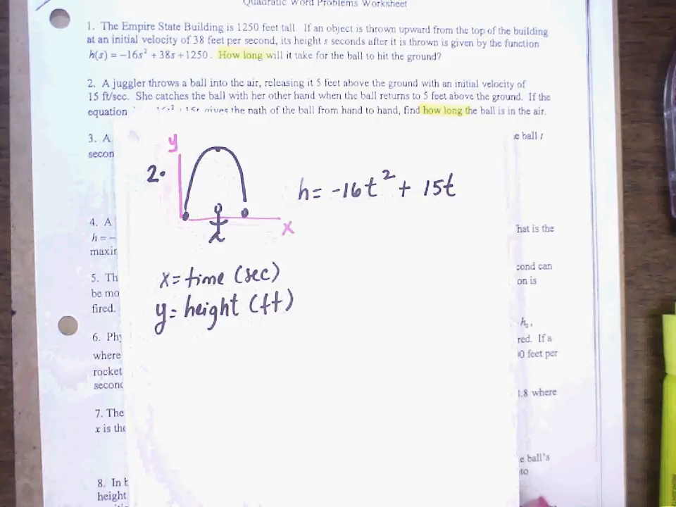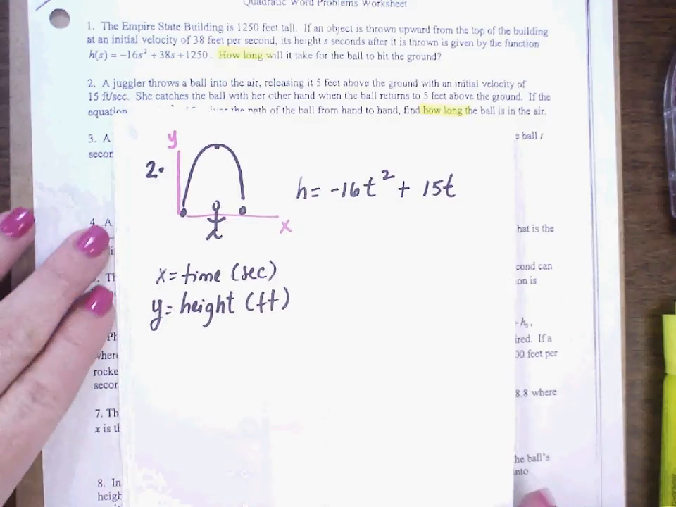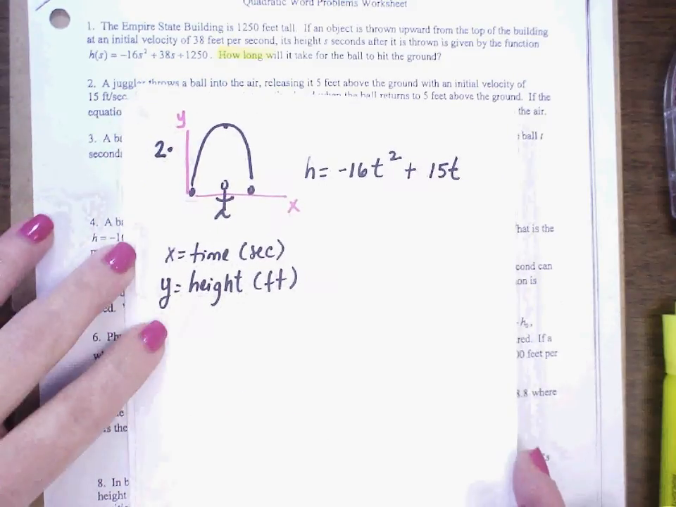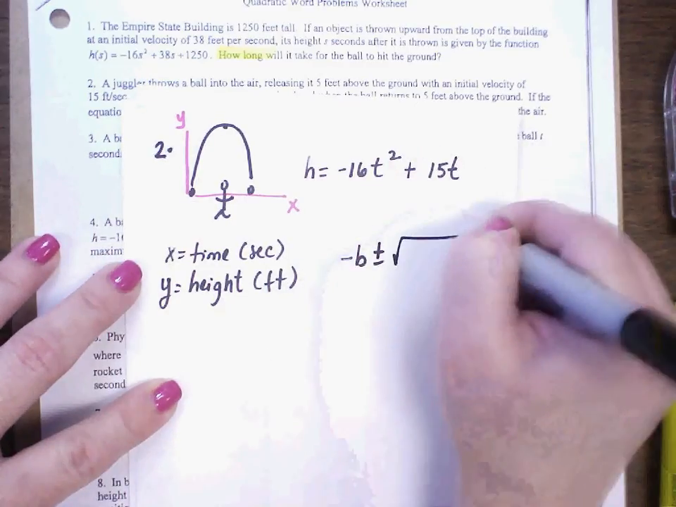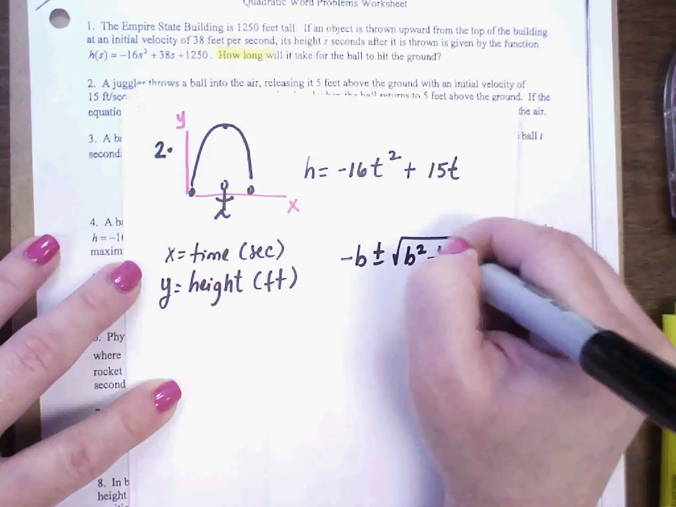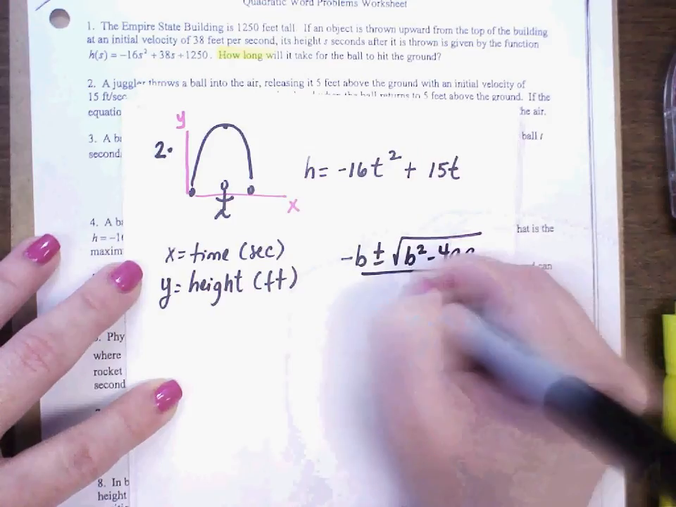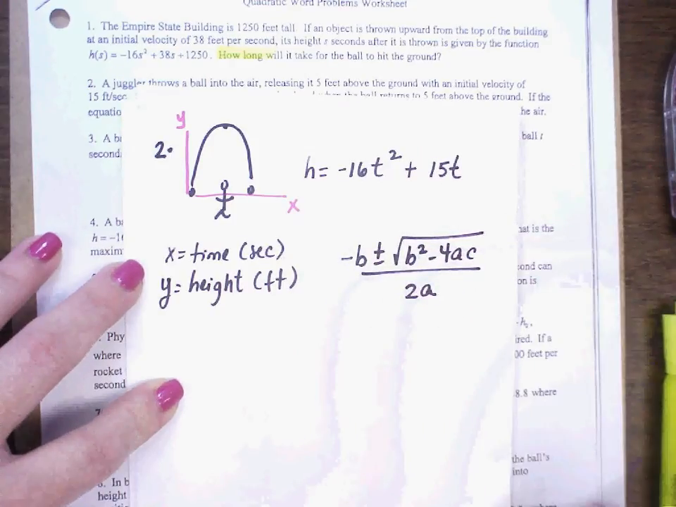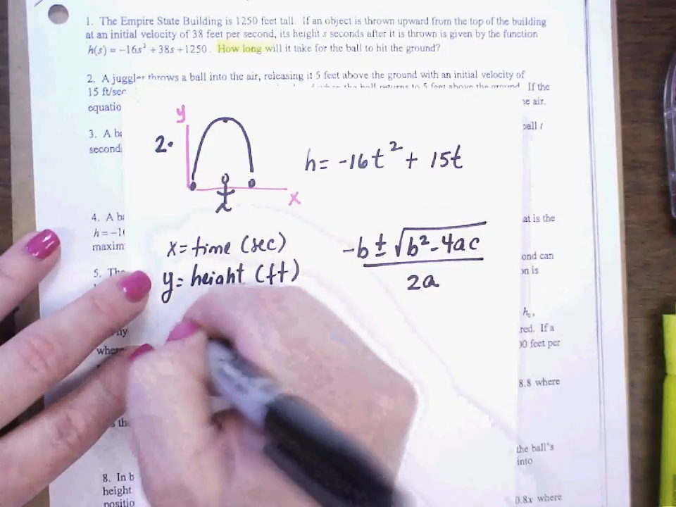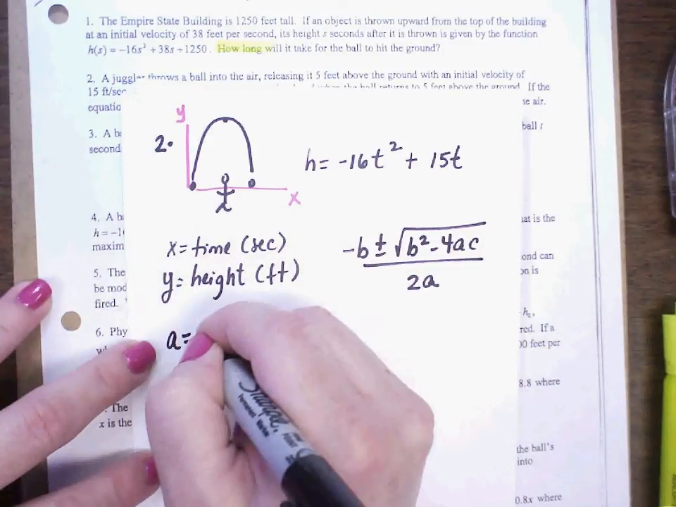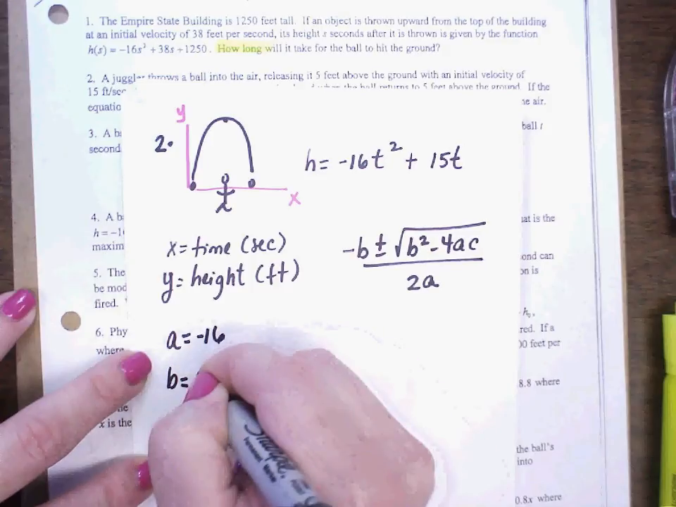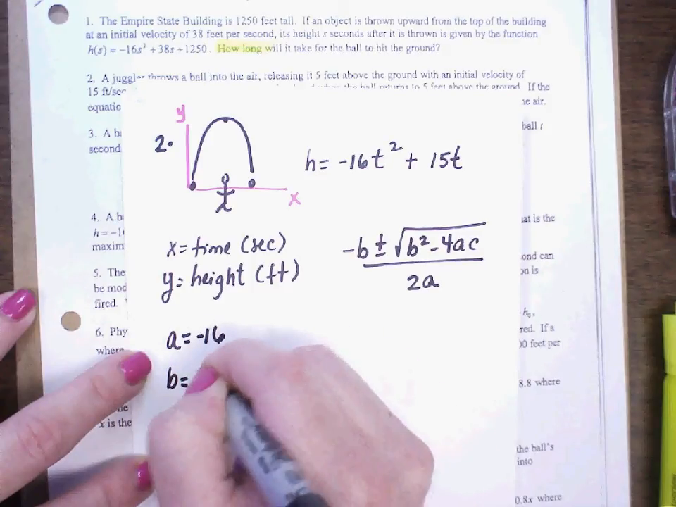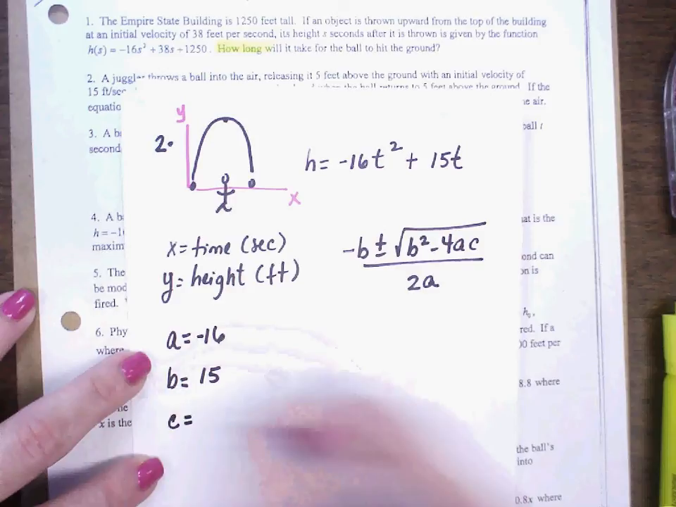Thank you. Quadratic formula. What's my quadratic formula? Minus b plus minus square root of b squared minus 4AC divided by 2a. Alright, what's my quadratic term? Negative 16. What's my linear term? 15. And what's my y-intercept? 0. Very good.